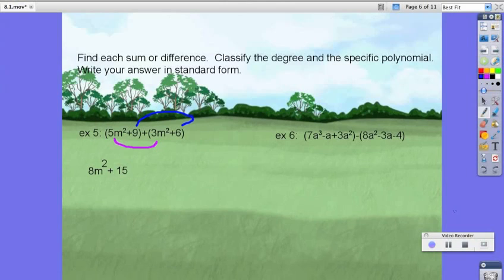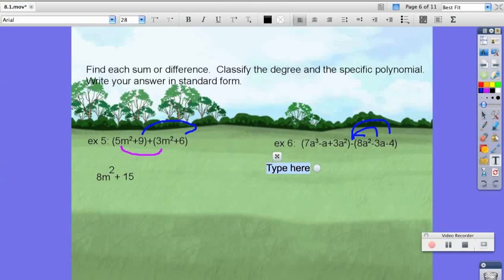For example number 6, we have 7a to the 3rd power minus a plus 3a to the 2nd power, minus 8a squared minus 3a minus 4. First we want to distribute the negative to all of these guys right here. So it's going to be 7a to the 3rd power minus a plus 3a to the 2nd power minus 8a squared plus 3a and plus 4, because minus and minus becomes plus.